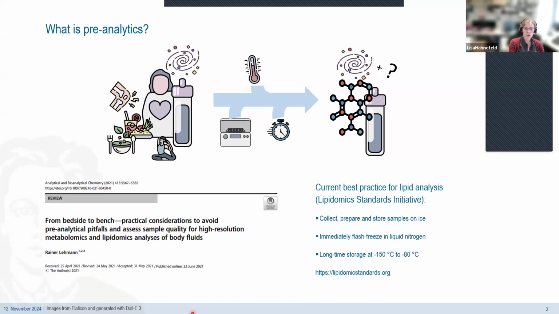But to make it really easy, you can also look at the recommendations by the Lipidomics Standards Initiative. They give recommendations on several different topics, and they also provide some best practices on how you should prepare your lipid samples. You should always collect and prepare the samples on ice, immediately flash freeze them, and then store them at less than -80 degrees. This protocol basically works for all matrices, and that was what it was intended to do. And from my personal experience, I can actually confirm that this is a good protocol for lipid analysis.